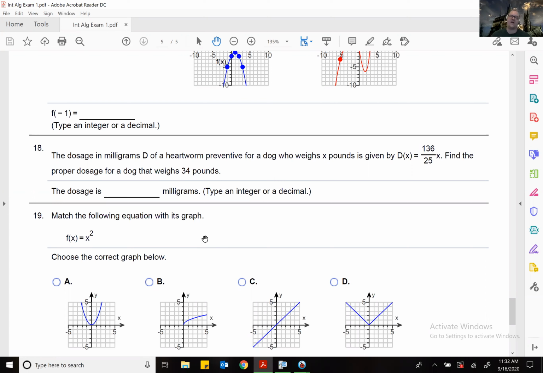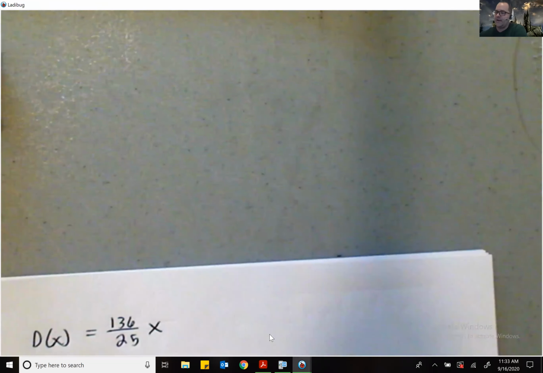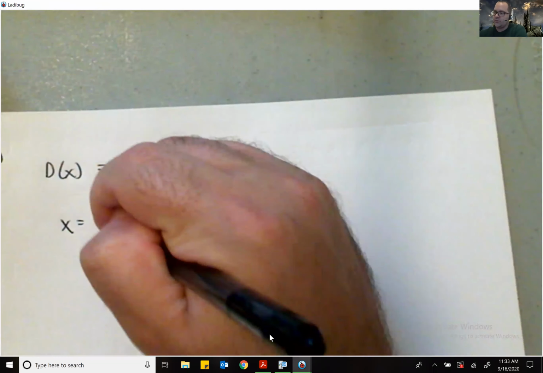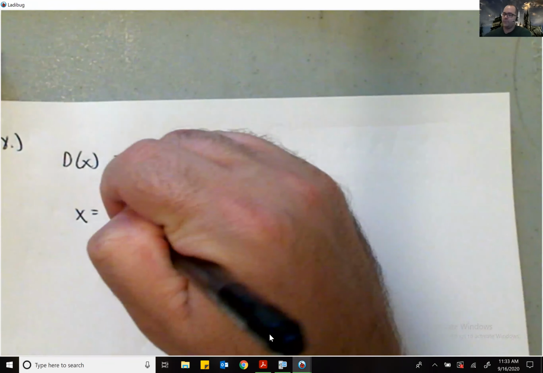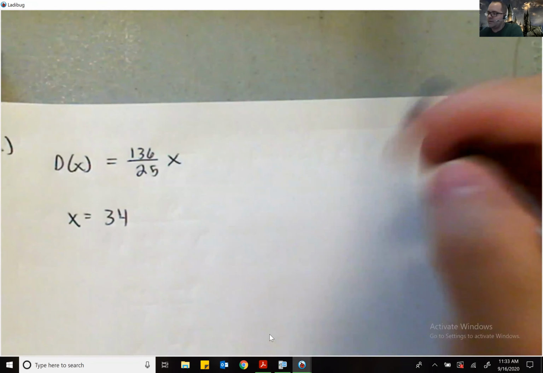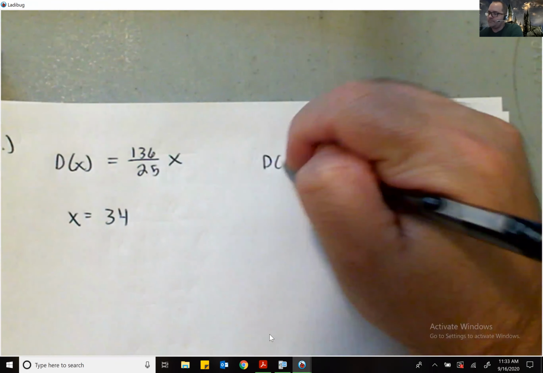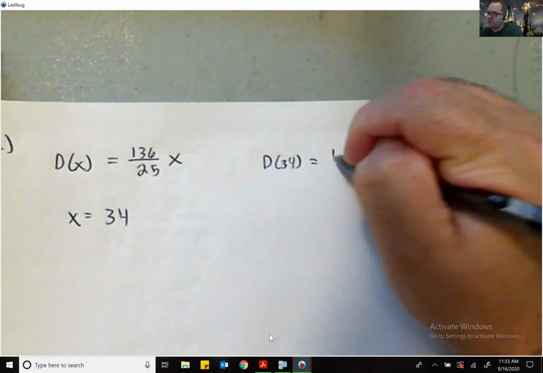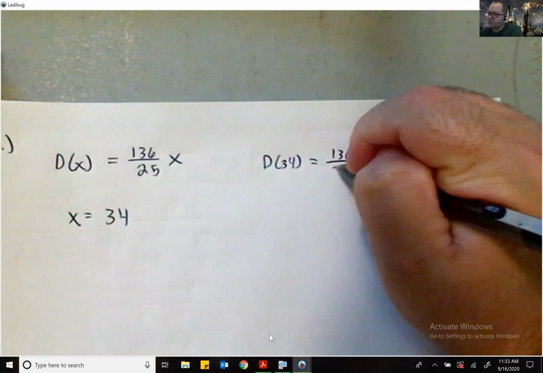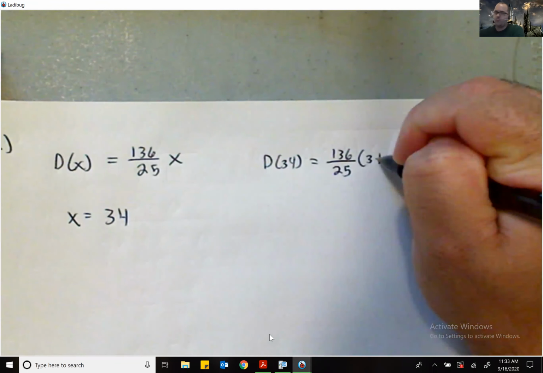Okay, so it says find the proper dosage for a dog that weighs 34 pounds. What are we going to do with this 34? Yeah, put it where the X is. That's all this problem is. It's a plug and chug. So they're telling you that X is 34. Plug it in. So D of 34 equals 136/25 times 34. And we're going to get our answer.